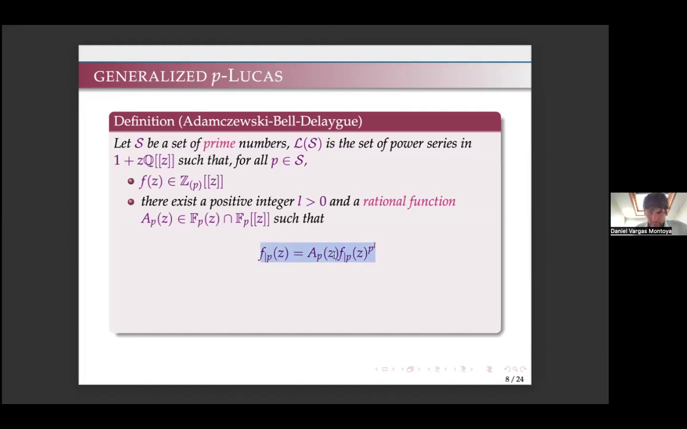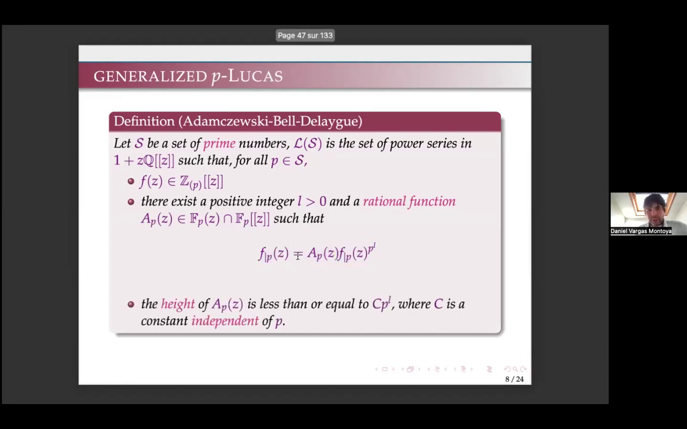But there is a third condition. This condition is about the height of A_p. The height of A_p is less than or equal to C times 2p to the L, where C is a constant independent of p. I recall that the height of A_p, since A_p is a rational function, so A_p is equal to R over S.